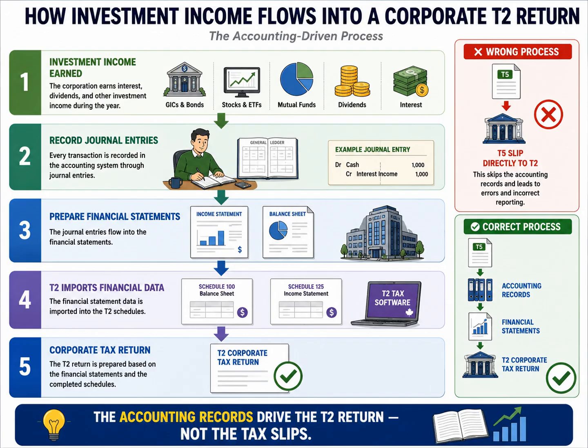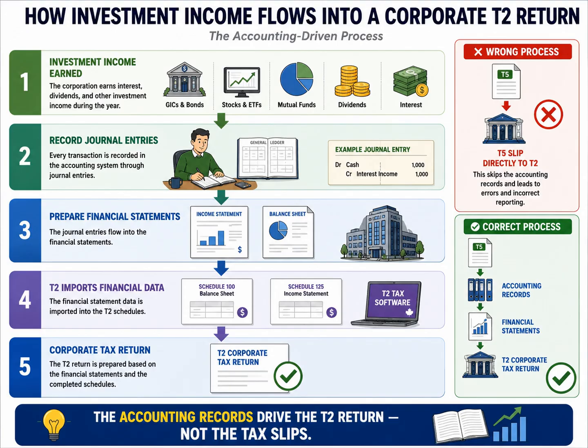Notice the key principle illustrated on the right side of the slide. The wrong approach is to take a T5 slip and enter it directly into the T2 return. Doing so skips the accounting records and financial statements, increasing the risk of errors and incorrect reporting. The correct approach is to start with the tax slip or investment document. Record the information in the accounting records, prepare the financial statements, and then complete the T2 return. This is the accounting-driven process used in corporate tax preparation.